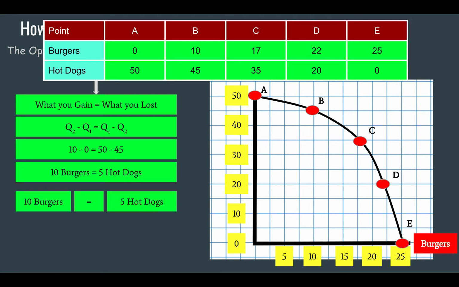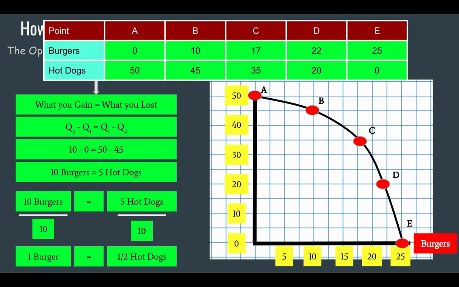Okay, so what we have to do is we want to find the per unit opportunity cost. So we have to get the left-hand side equal to 1. The way to do that is to divide it by the number that's before the commodity, which is burgers in this case. So we're dividing both sides by 10. And what we get is the addition of 1 burger. The opportunity cost of adding 1 burger to the production in this economy costs us half a hot dog.